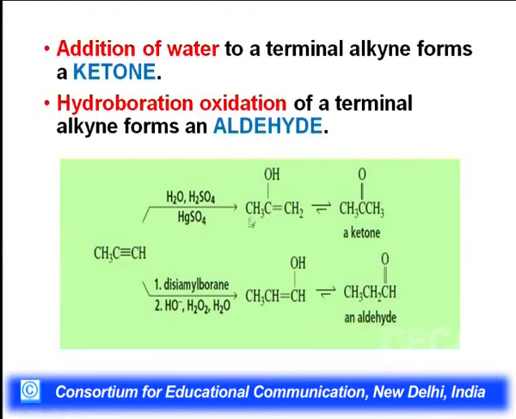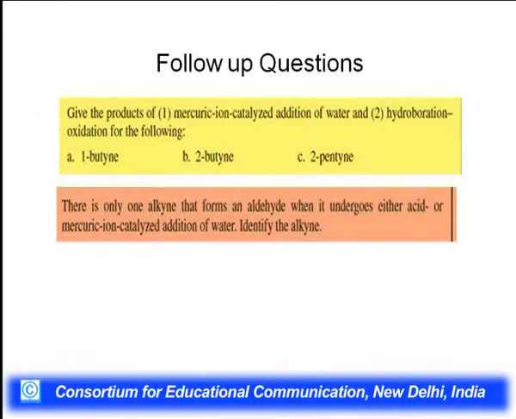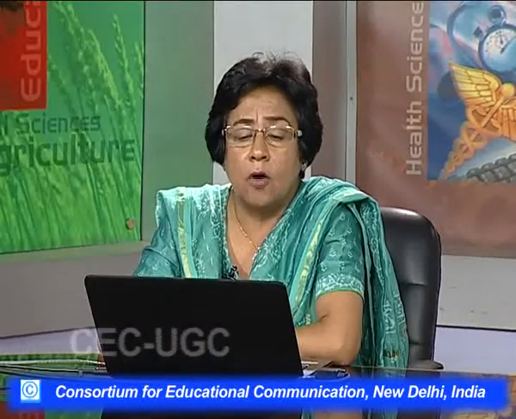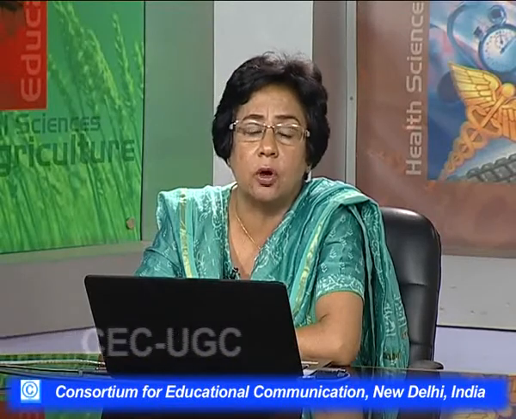And these two methods are important methods for the preparation of aldehydes and ketones. So now let us look into two follow-up questions. The first question is: what will be the products formed when we react 1-butyne, 2-butyne and 2-pentyne with mercuric ion catalyzed addition of water or with hydroboration oxidation?